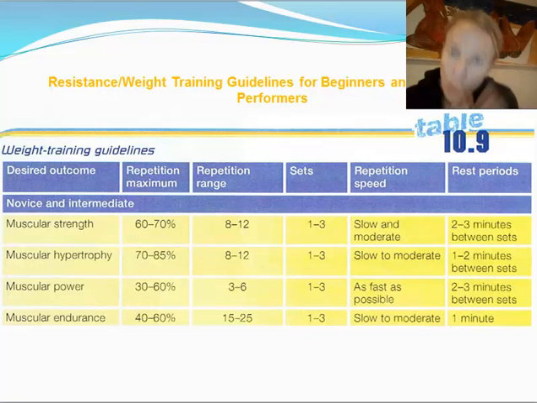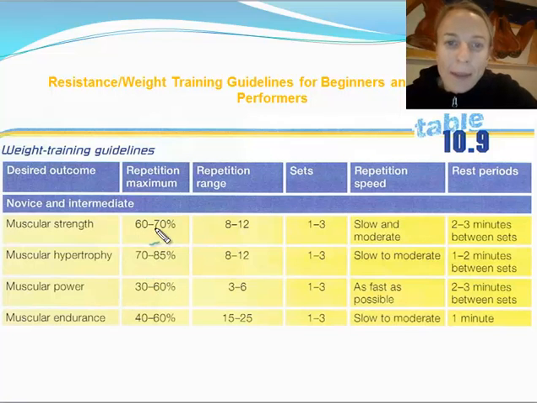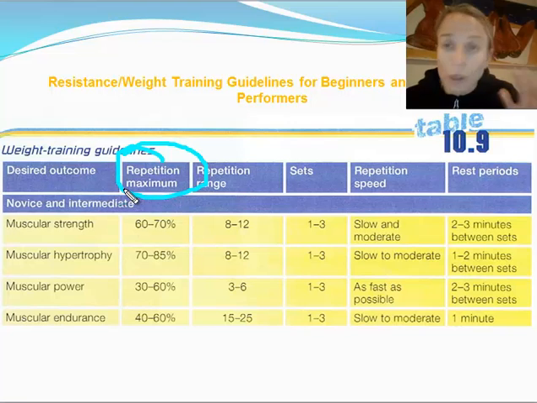Simply put, strength: heavy weight, low reps. Power: you do them fast. So not super heavy weight, but in between. That's why power is 30 to 60%. So that's sort of like in between. And this number is of your repetition max.